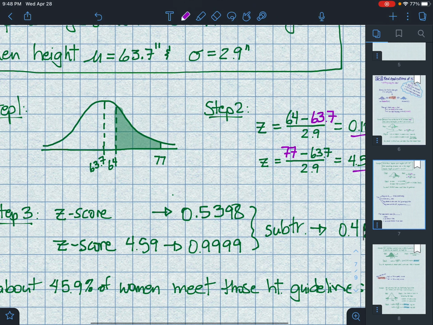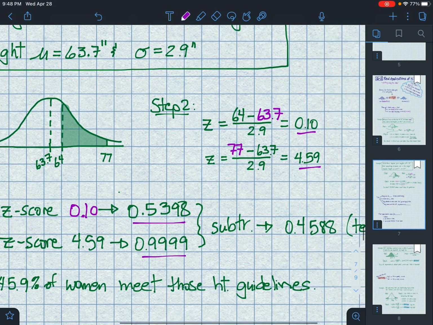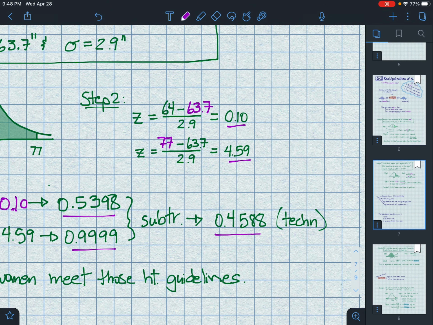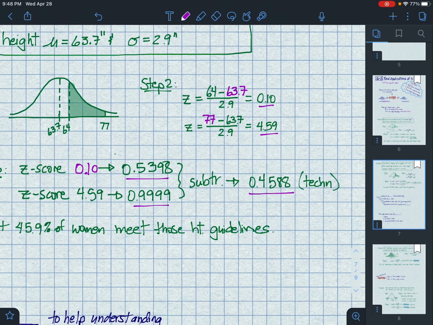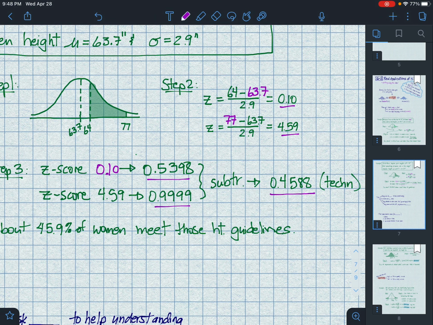Now again, off to technology. So we type in 0.10, I get the left hand, the cumulative, is about 54%. The right hand is way out there. This is 0.9999. Nearly 100% of the women are below that. Subtracting those two gives me the percentage of women, again, that are now between those heights. So about 45.9%.